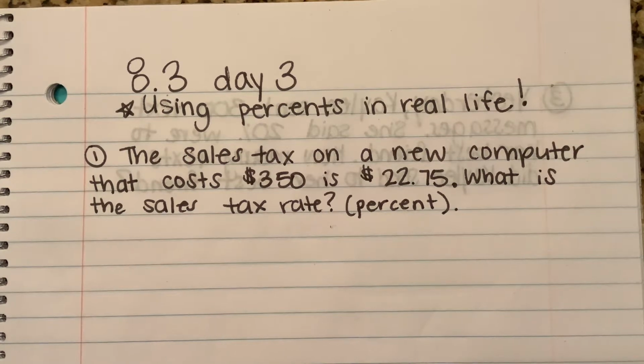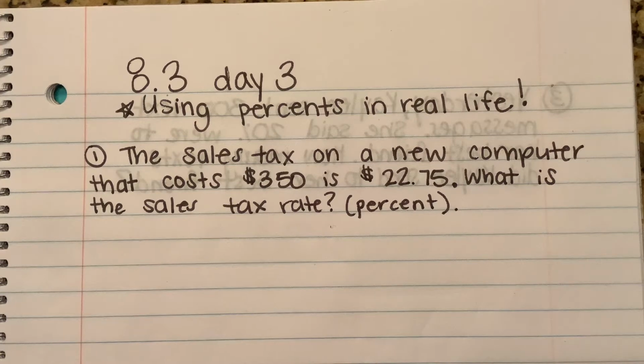Okay, let's look at our first problem. The sales tax on a new computer that costs $350 is $22.75. What is the sales tax rate? Now, sales tax rate is a percentage. So we're in California, so our sales tax rate is, I think it's 7.75%. In most businesses, they round up to 8. So just say 8% tax in California.